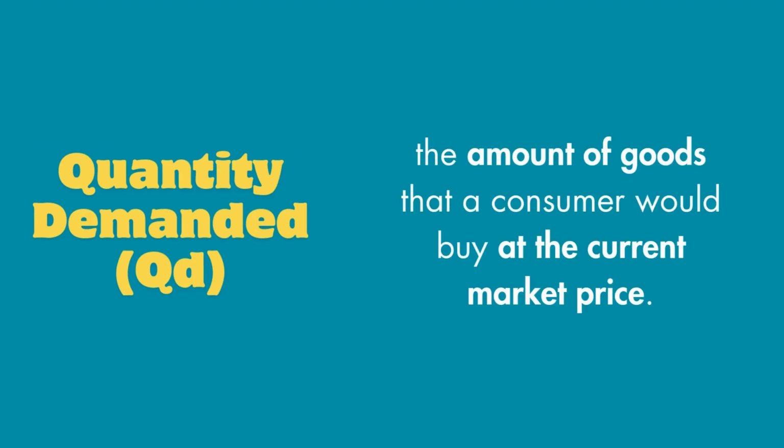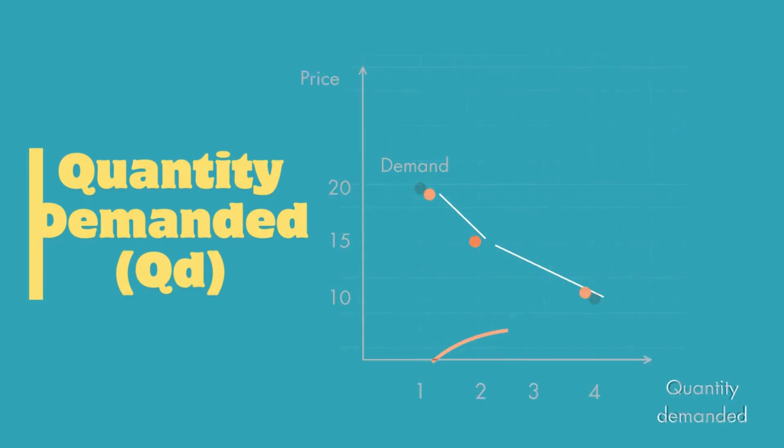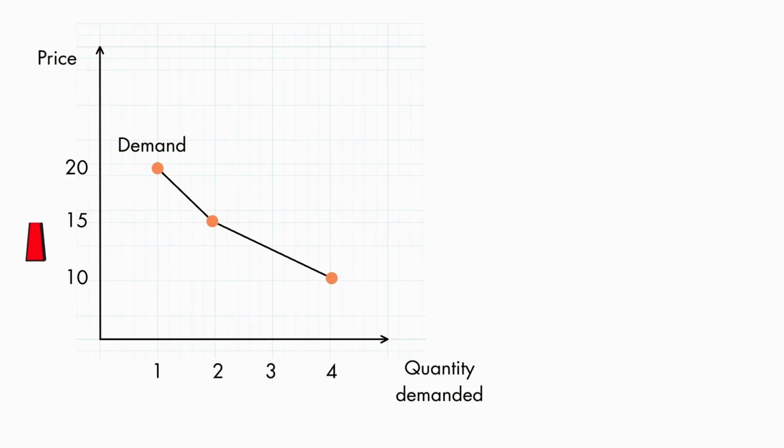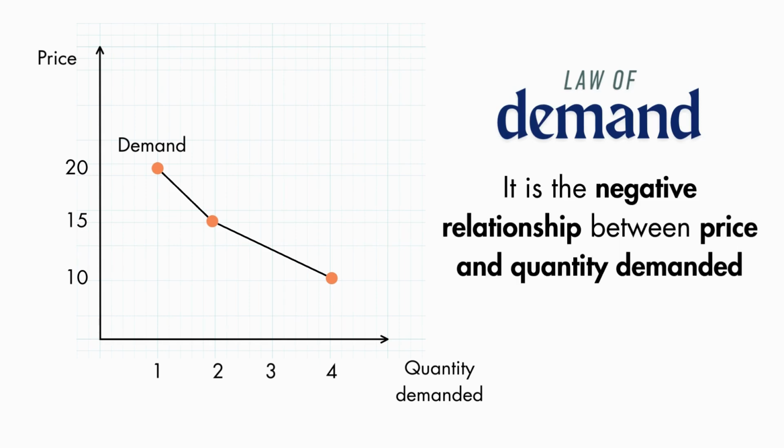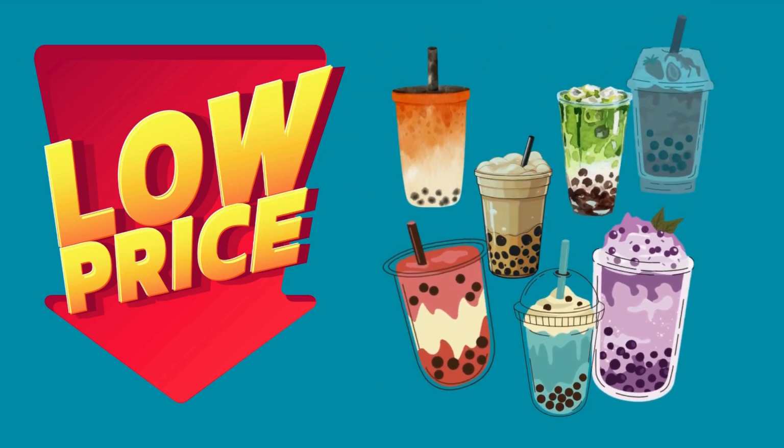On the other hand, the quantity demanded is the amount of goods that a consumer would buy at a given price. Each amount on the horizontal axis is the quantity demanded. Notice that as the price increases, the quantity demanded decreases, and as the price decreases, the quantity demanded increases. This explains the law of demand. It is the negative relationship between price and quantity demanded. For instance, if milk tea prices decrease, your willingness to buy more milk tea would generally increase.